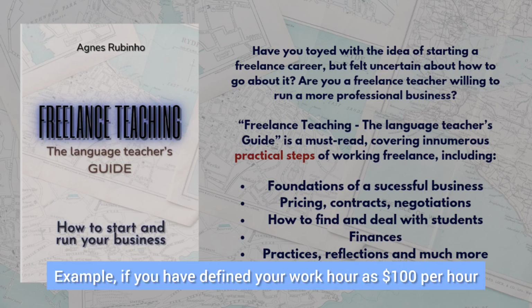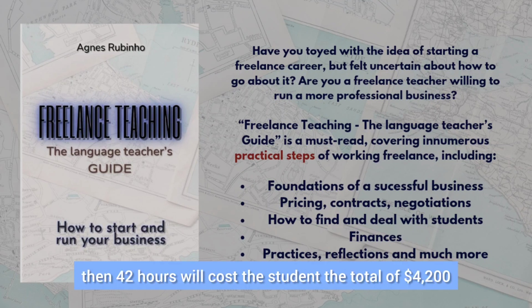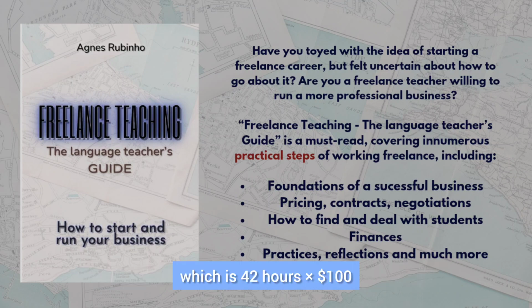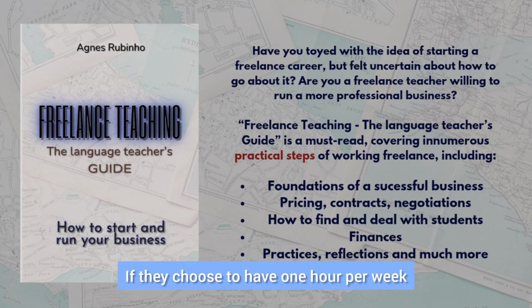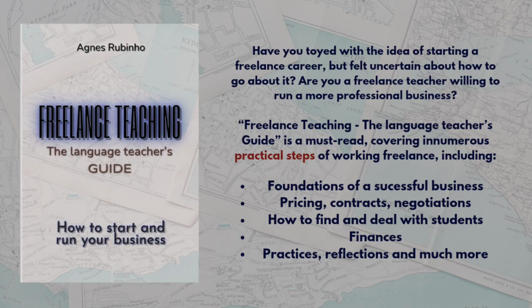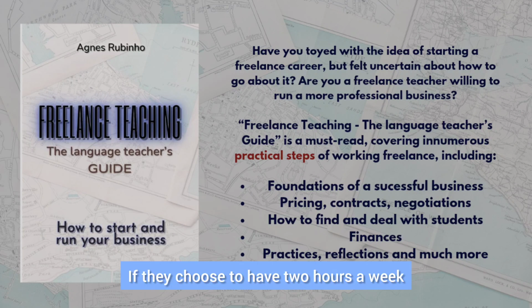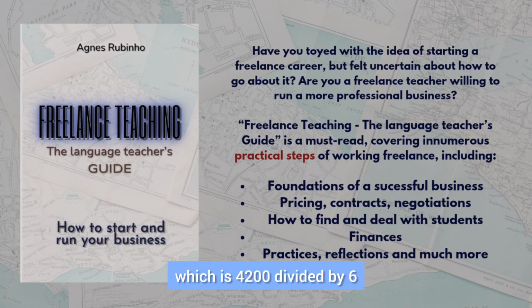Example, if you have defined your work hour as 100 per hour, then 42 hours will cost the student the total of 4,200, which is 42 hours times 100. This is the total of the contract. If they choose to have 1 hour per week, they will pay you 12 installments of 350, which is 4,200 divided by 12. If they choose to have 2 hours a week, they will pay you 6 installments of 700, which is 4,200 divided by 6.